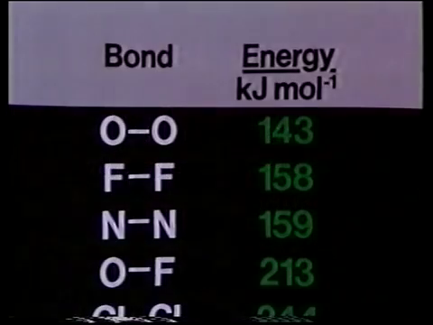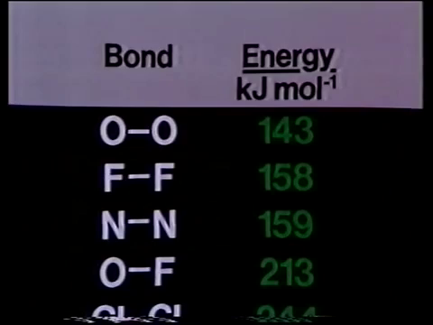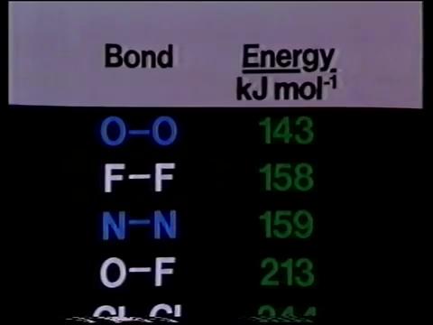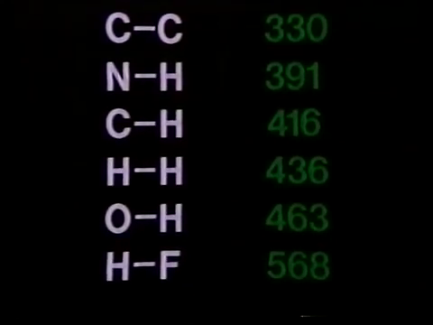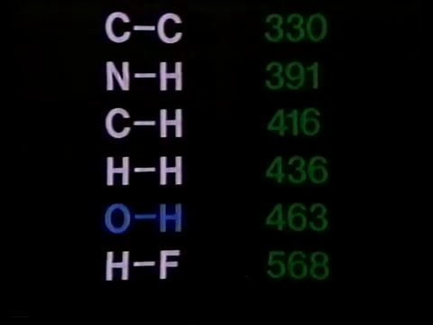Now let's look at the energies of some bonds formed between these elements. We'll start with single bonds. Here's a list of single bonds in order of increasing energy. You can see that the O-O and N-N single bonds are at the top of the list. They are very weak bonds. Near the bottom of the list comes the O-H single bond. This is very strong.